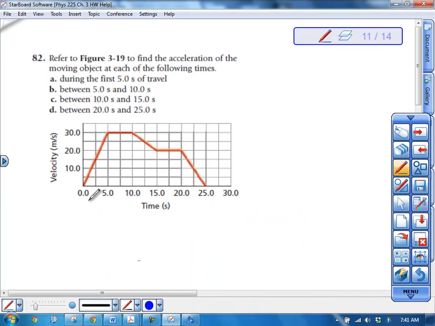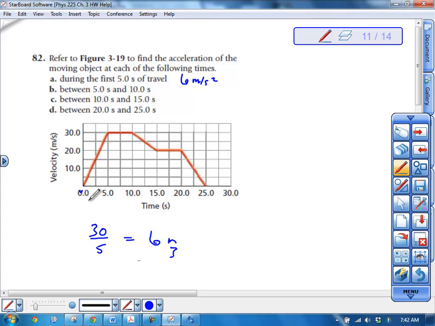All right, next question gives us a velocity time graph, and it wants us to find the acceleration of the moving object at each of the times. So for part A, we want during the first 5 seconds of travel. So we're talking about this interval. We just need to find the slope for acceleration, because the slope on a velocity time graph is the acceleration. So we'll do rise over run, where rise is 30, run is 5. So that'd be about 6 meters per second squared, part A.